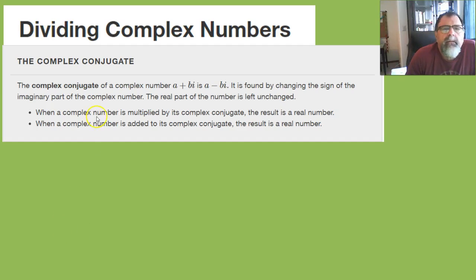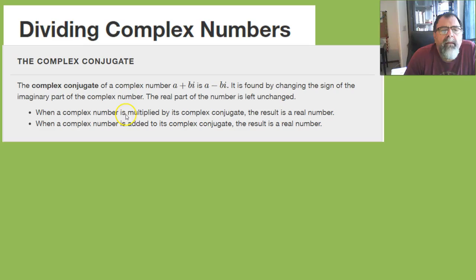Dividing complex numbers, the complex conjugate. So to divide complex numbers, we need to talk about the complex conjugate. It is a complex number, a plus bi. The complex conjugate of a complex number, a plus bi, is a minus bi. It is found by changing the sign of the imaginary part of the complex number. The real part of the number is left unchanged.